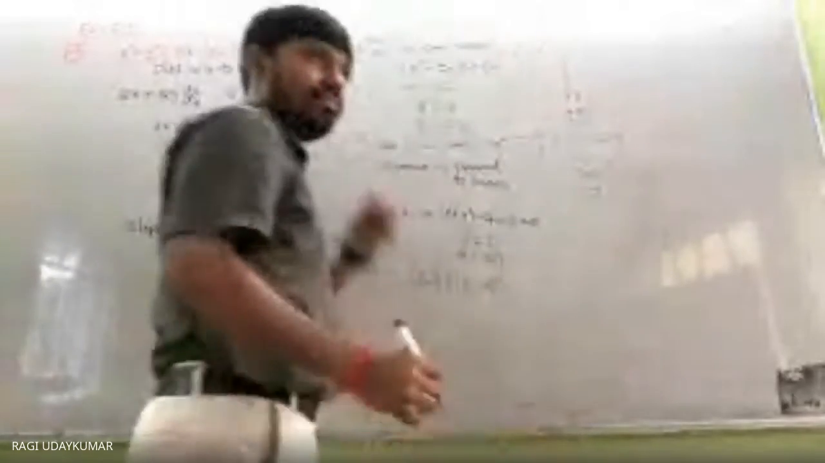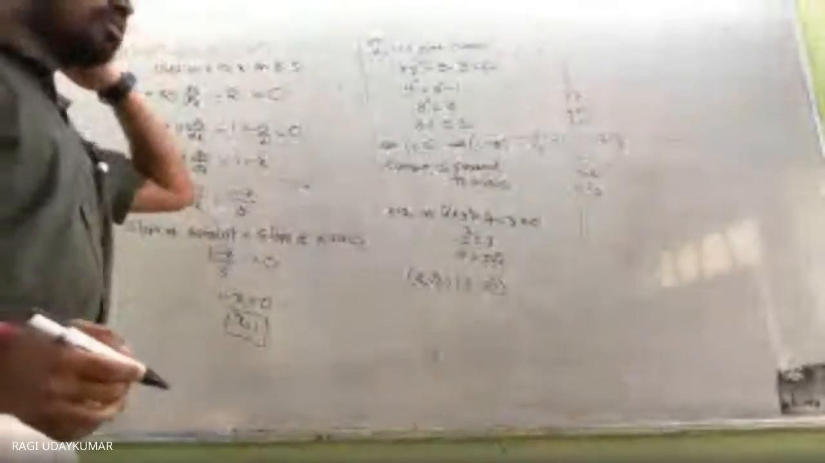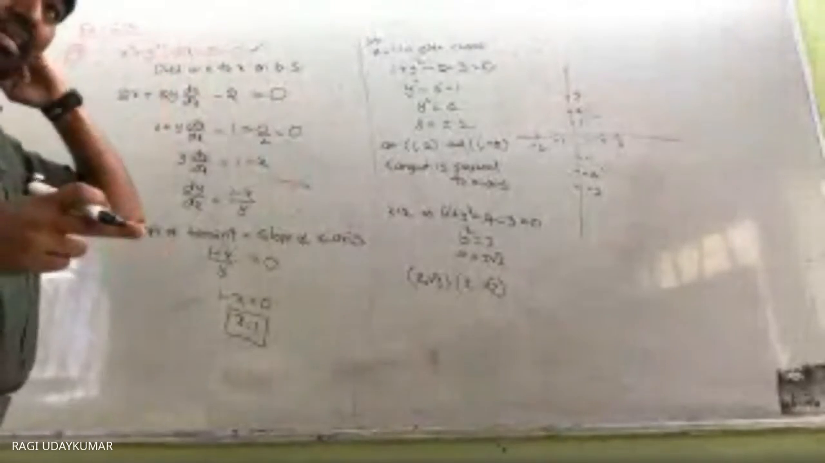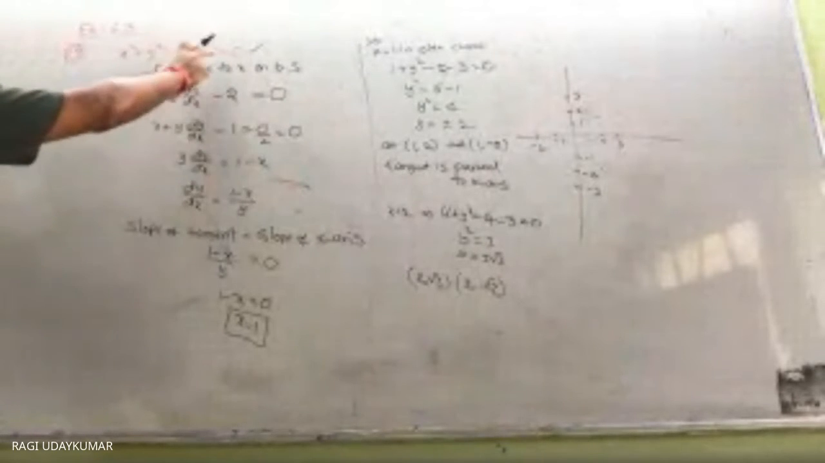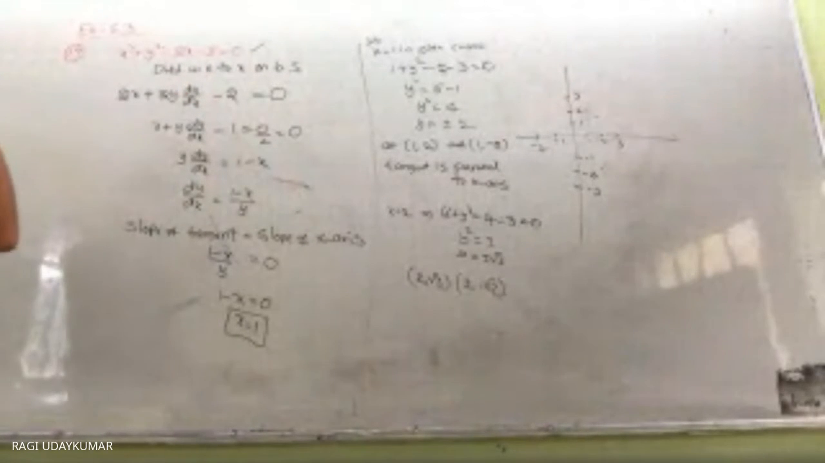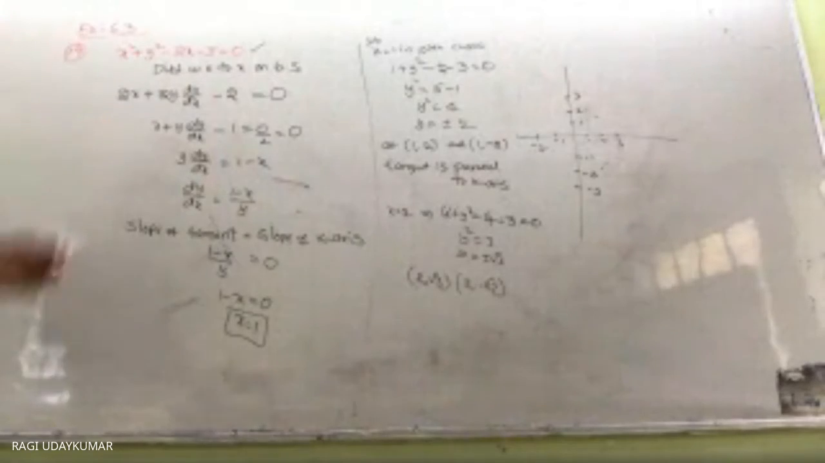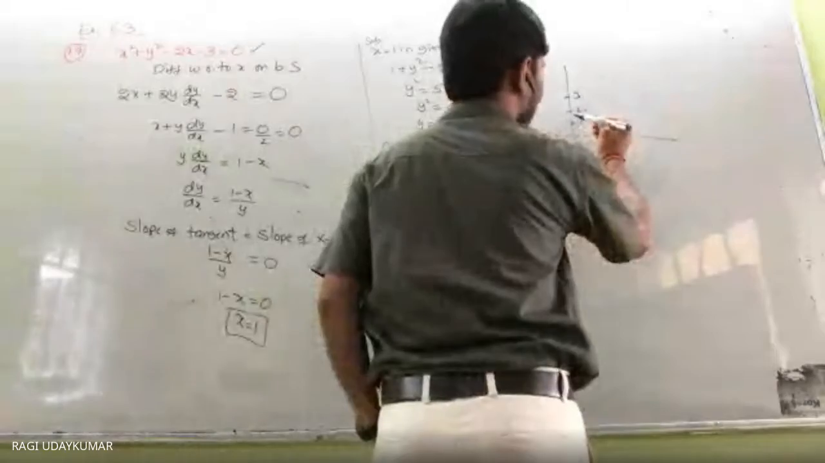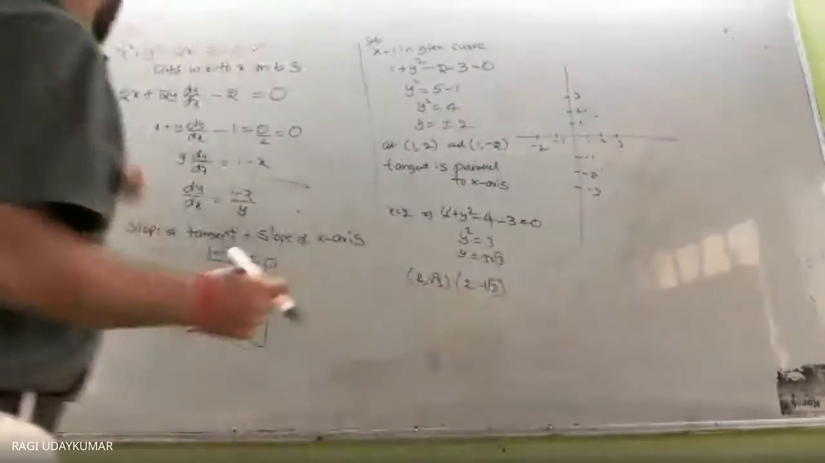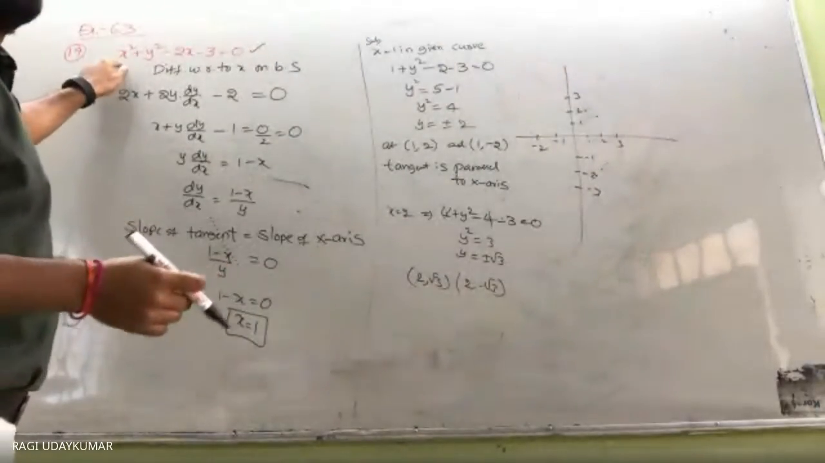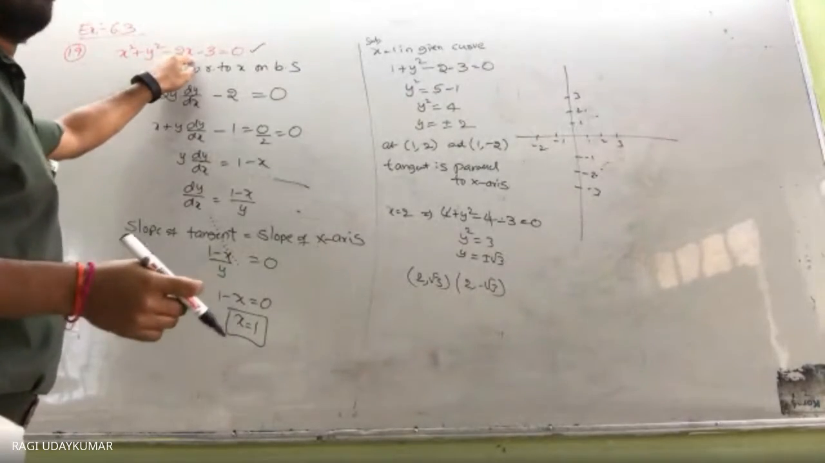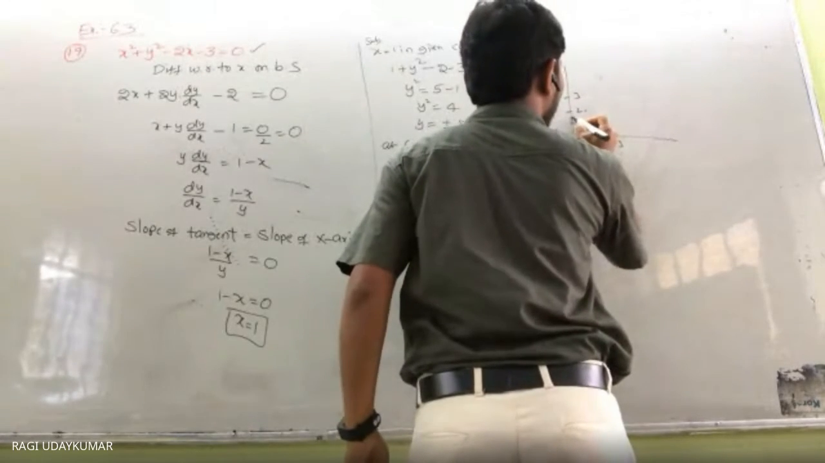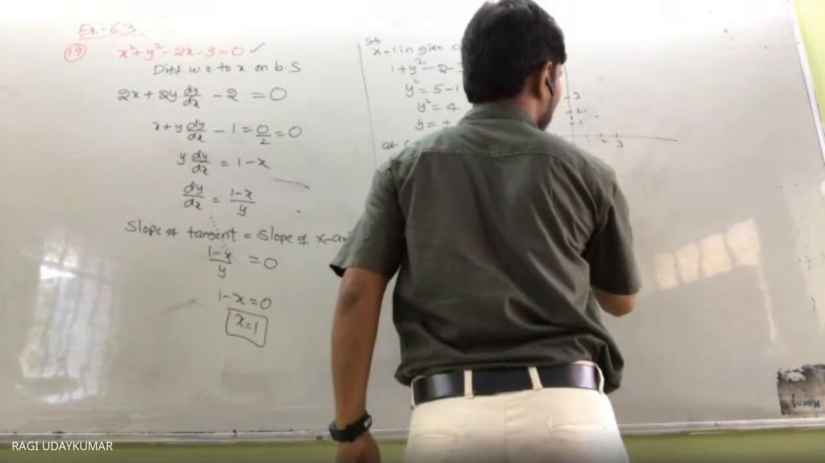Then substitute 3. There is no 0, so take 0. If you are taking x equal to 0, y square is equal to 3, so y is plus or minus root 3. If you take the 0 here, y square equal to 3 means 0 comma root 3 here and 0 comma minus root 3 here.